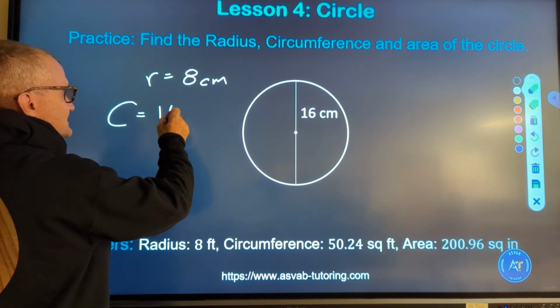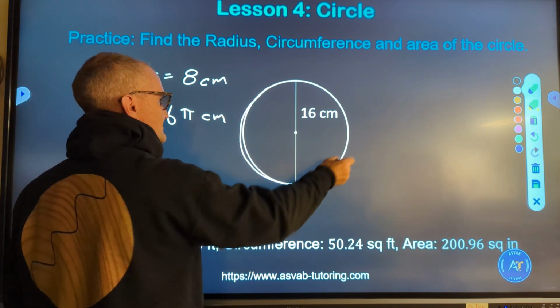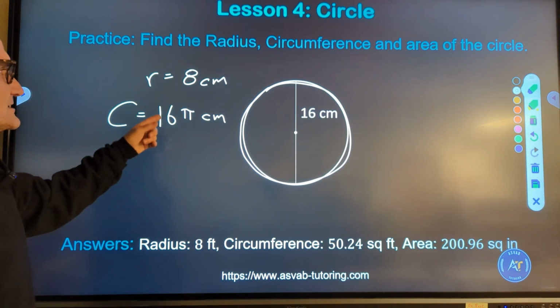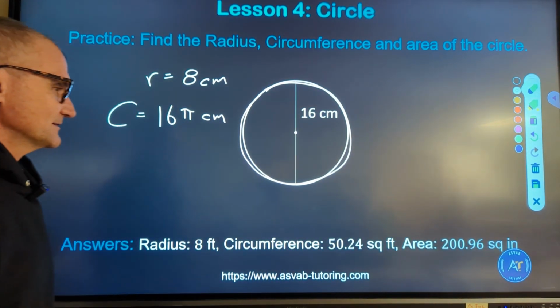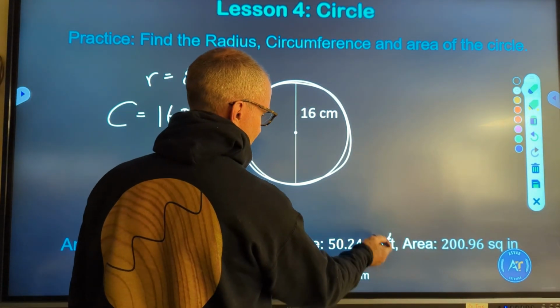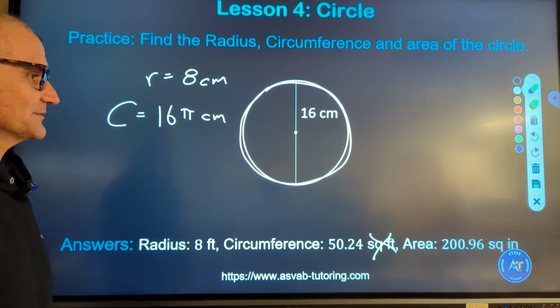So I'm going to just call that 16 pi. It's the length around the outside of the circle, so it's a one-dimensional answer. It's going to just be centimeters. I could do 16 times 3.14 and get that 50 right there. Whoa, this is not square feet at all. That's just actually going to be linear centimeters, 50.24 centimeters.